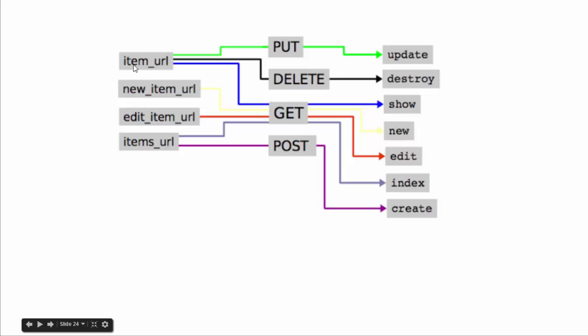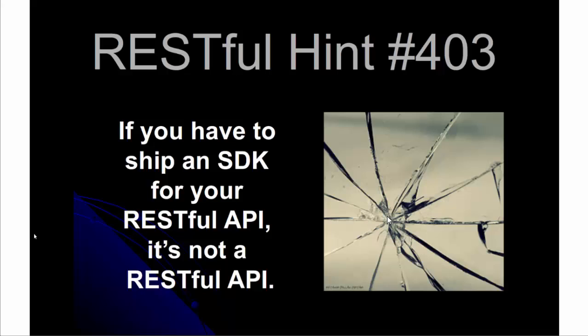But you can overdo it. So like right here, if you've got a URL for an item and you do a PUT on it, it'll update it. You DELETE it, it'll destroy it. If you GET it, it'll show it. You go to the new item URL and you GET it, it will new it. Edit item URL, getting it will edit it. Items URL, getting it will index it, or create it. It's getting too complicated. You can't keep track of it. So here's the RESTful hint for 403: if you have to ship an SDK for your RESTful API, it's not a RESTful API.